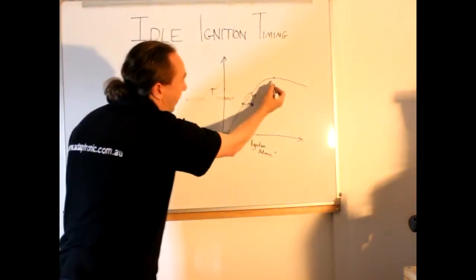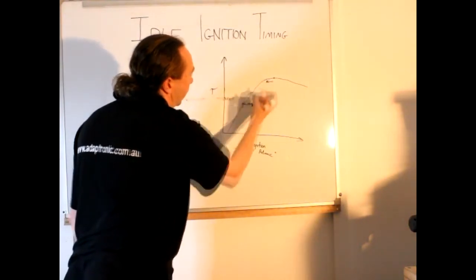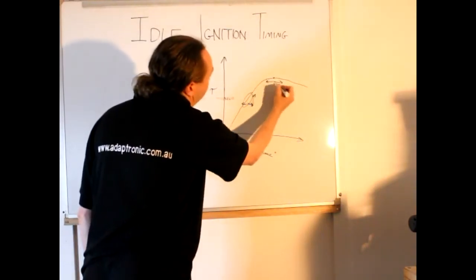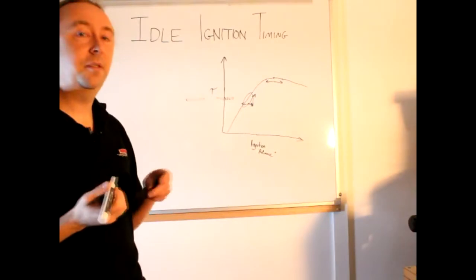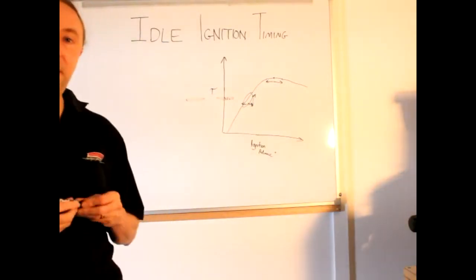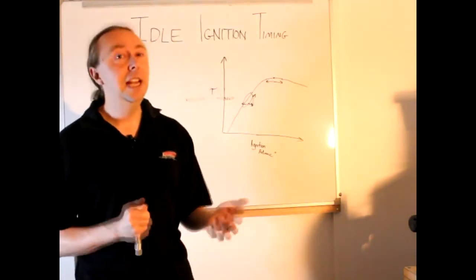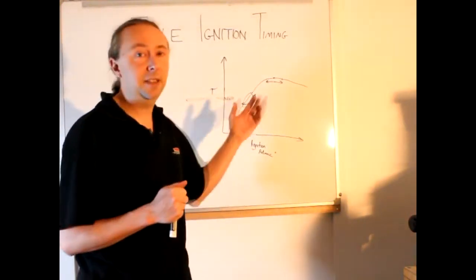If you're at this part of the curve, then the ECU can make a change to the ignition timing, but it doesn't reduce the torque very much. And what's worse, if you try and increase the ignition timing, you lose torque again. So the only way the ECU can control the idle speed then is with the idle valve, and that's very slow to respond compared to ignition timing.